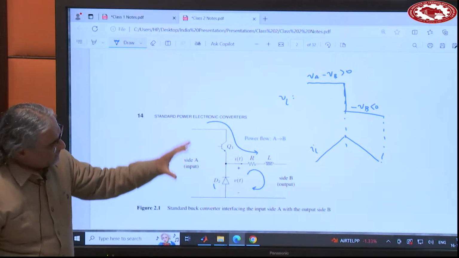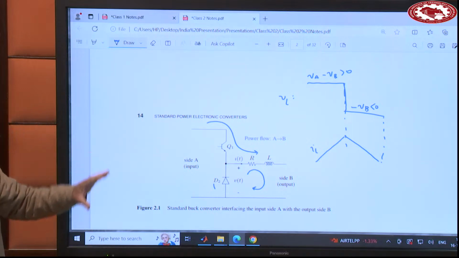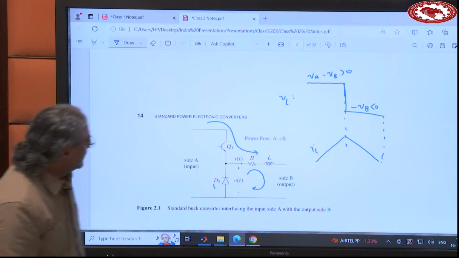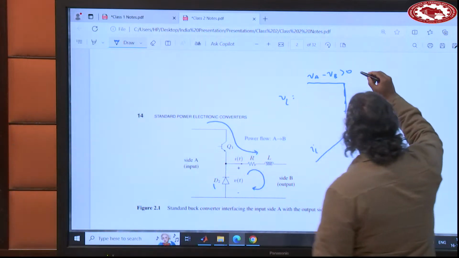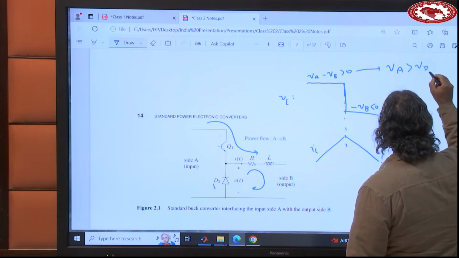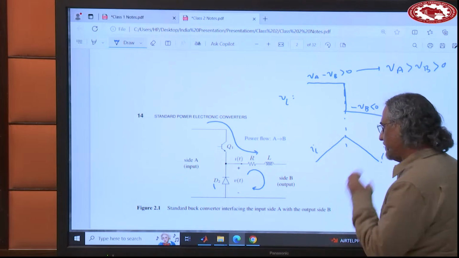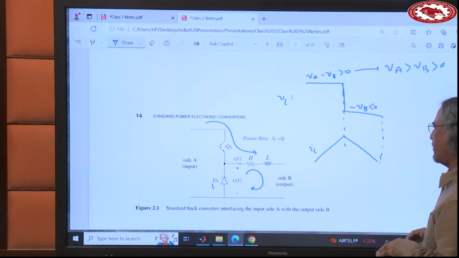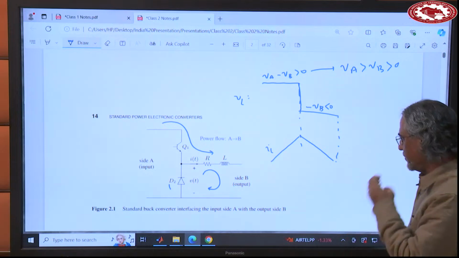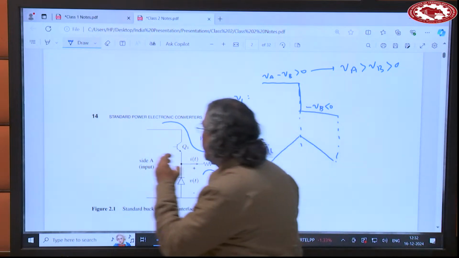So now you have a stable situation. The current can go up and can go down. You can control it, right? So for that reason, VA should be larger than VB. And this should be positive, right? So that's why it's called buck converter. So this voltage has to be larger than this voltage in order to operate. Okay.